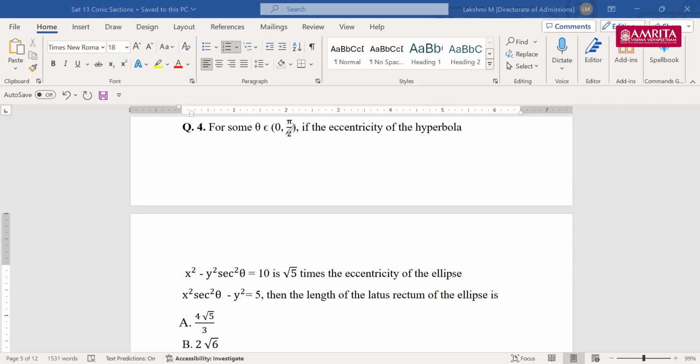So for some theta belonging to (0, pi by 2), the eccentricity of the hyperbola, whose equation is x square minus y square sec square theta equal to 10, is root 5 times the eccentricity of the ellipse. The equation of the ellipse is x square sec square theta minus y square equal to 5. You have to find out the length of the latus rectum of the ellipse. That is what the question is asking.